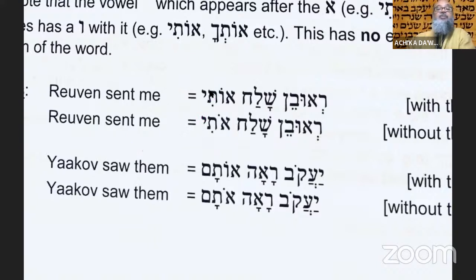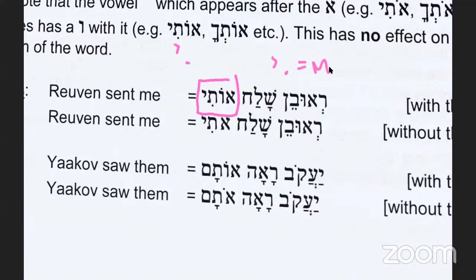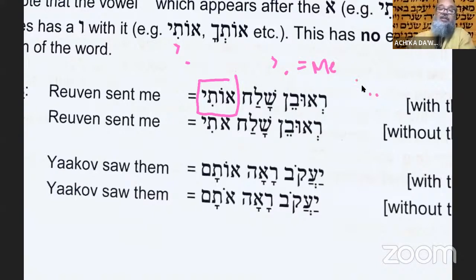Sent me. Now, what part of this sentence is me? What letters in there is me? Yes, it's the dot and the yod. Perfect. So anytime you see a dot and a yod, it's what? Me. It's me. Anytime you see two dots and a yod, it's what?